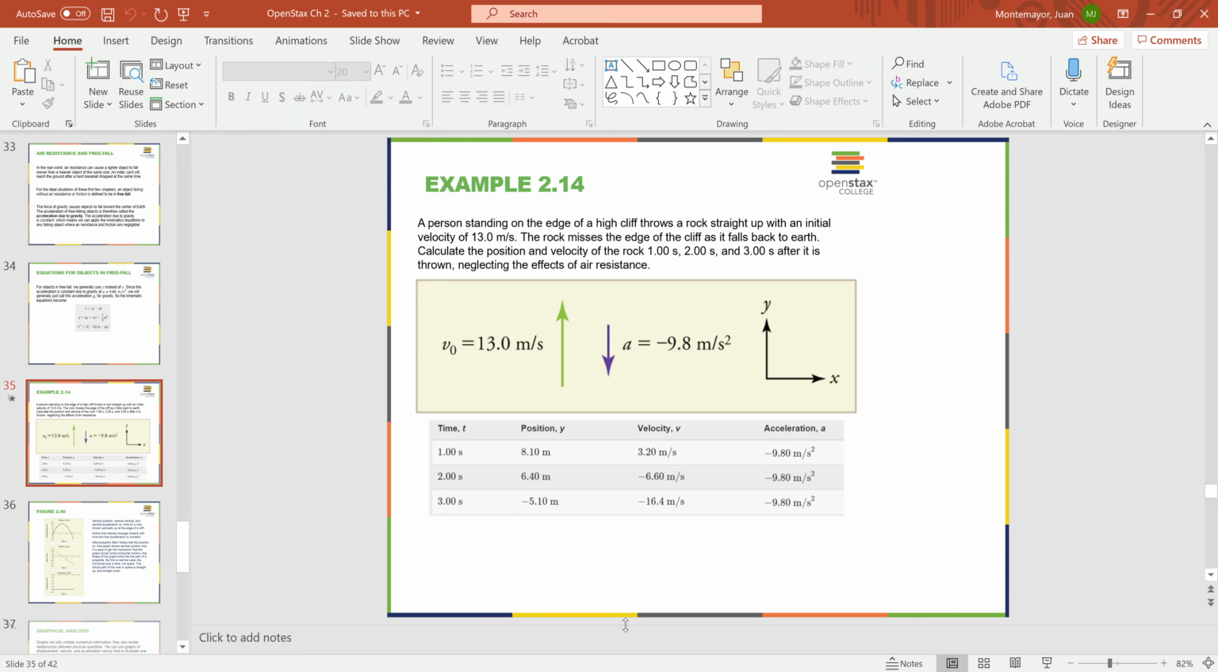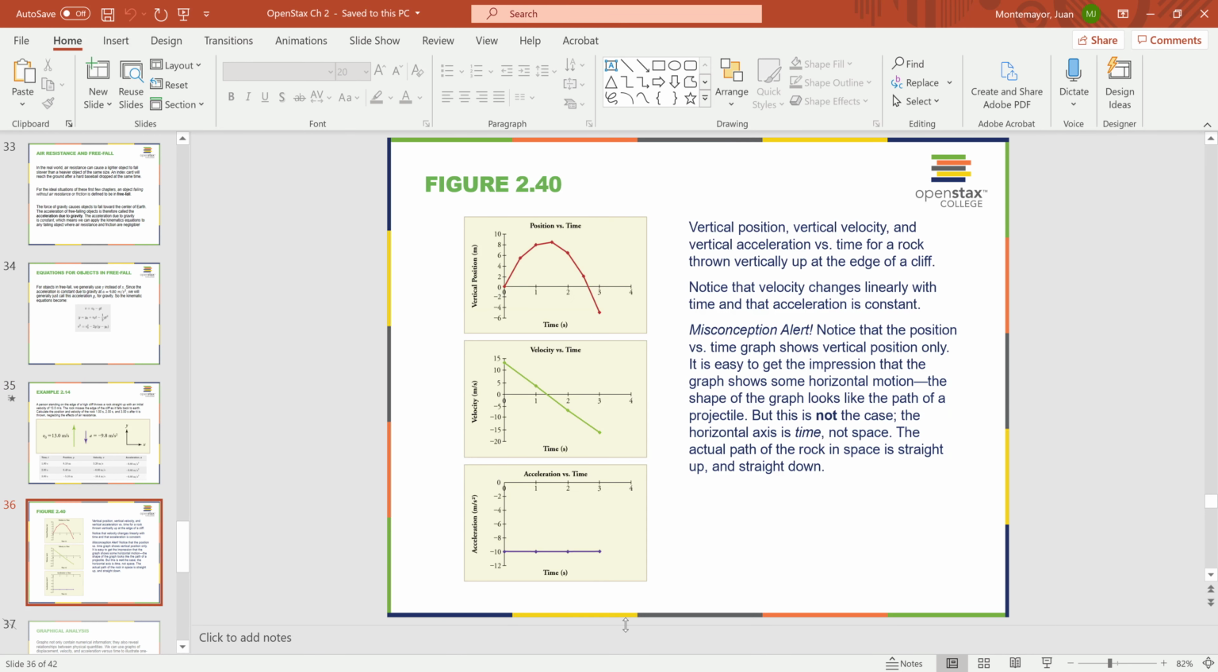Going back to the PowerPoint here. For here, our vertical position, vertical velocity, and vertical acceleration versus time for a rock thrown vertically up at the edge of the cliff. So it's pretty much representing the example that we just did. Notice that the velocity changes linearly with time, and the acceleration is constant, which is what we just saw in those graphs, which are here actually.